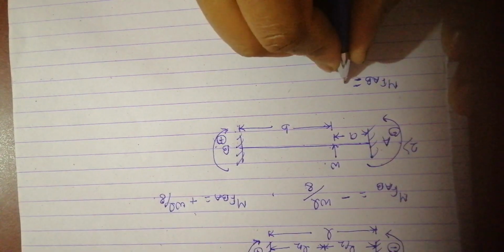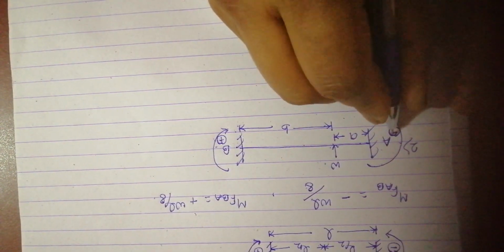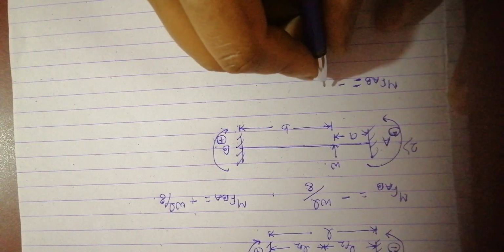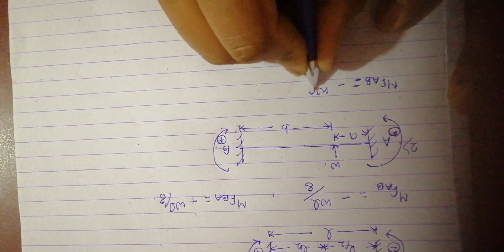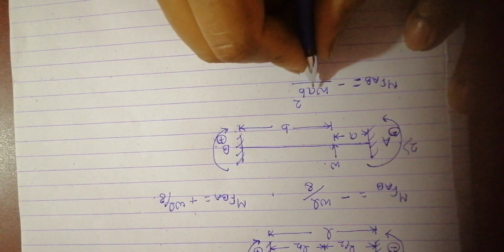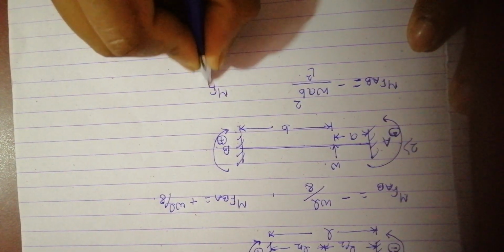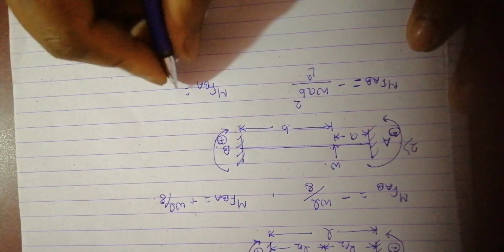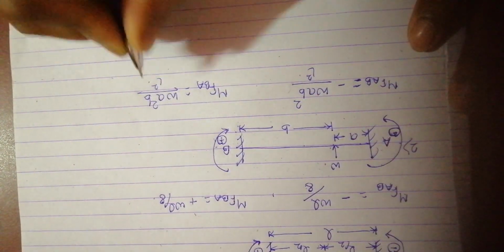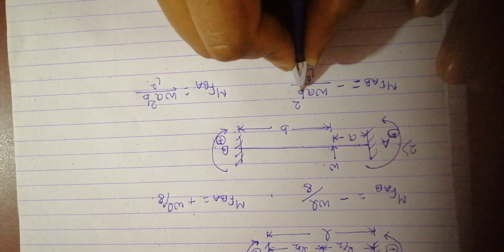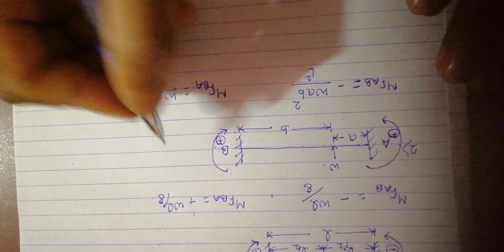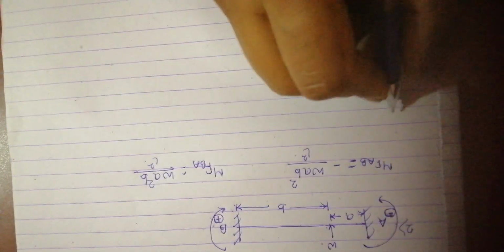In this also use negative because the moment is anti-clockwise, and in this beam use the formula W A B square by L square. And MFBA, B to A, use W A square B by L square. In this beam use W A B square because the distance A is towards A and B from here, so use this formula.